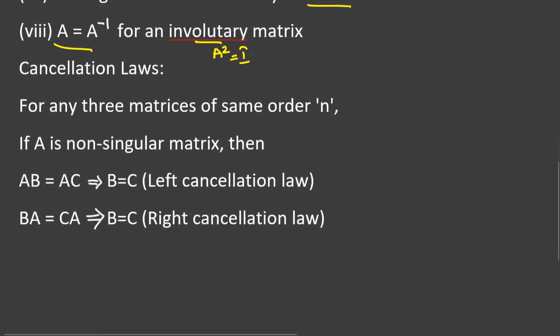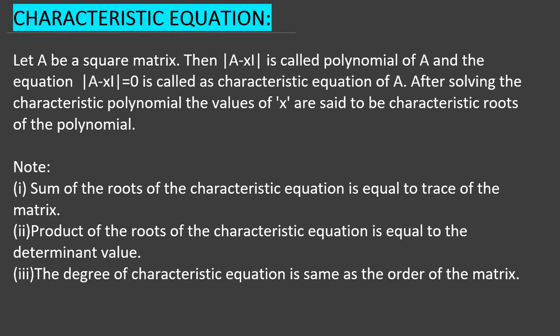Cancellation law: AB is equal to AC implies B is equal to C. This is the left cancellation law, and BA is equal to CA implies B is equal to C, which is the right cancellation law. What is the characteristic equation?